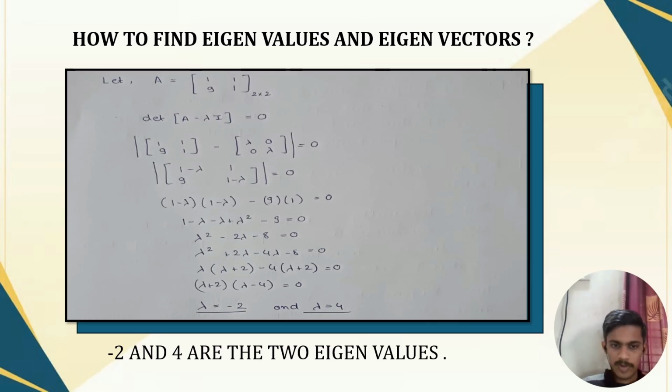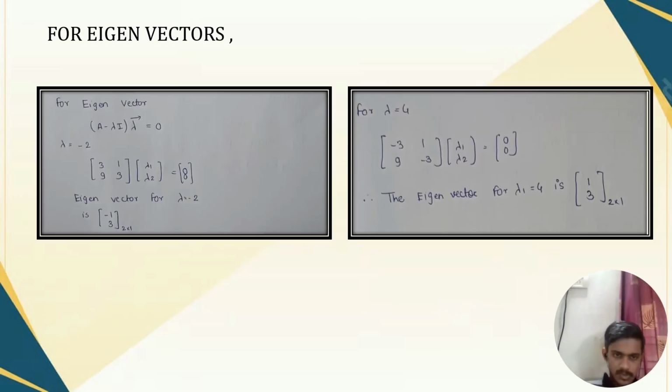So we have to factorize it. After factorization, it gives us two values of lambda: lambda equal to minus 2 and lambda equal to 4. So these two are the eigenvalues for the matrix A. To calculate the eigenvectors, we have to solve A minus lambda I into the eigenvector equal to 0. Here we will first take lambda equal to minus 2.